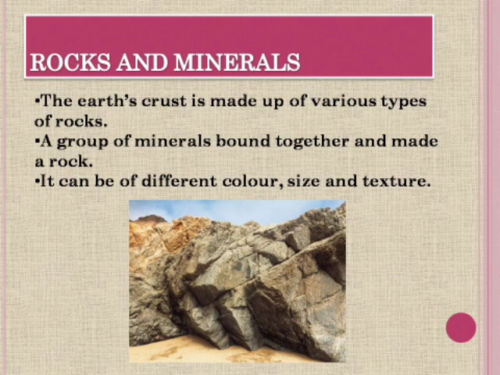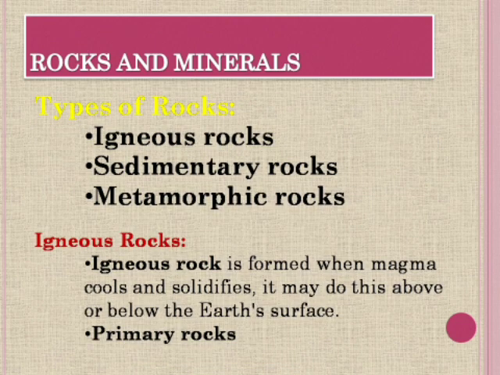See the next slide, children. Rocks and minerals. The earth's crust is made up of various types of rocks. A group of minerals bound together makes a rock. It can be of different color, size and texture. We can have different types of rocks: igneous rocks, sedimentary rocks and metamorphic rocks. What is meant by igneous rocks? Igneous rock is formed when magma cools and solidifies. It may do this above or below the earth's surface, and it is also called primary rocks.